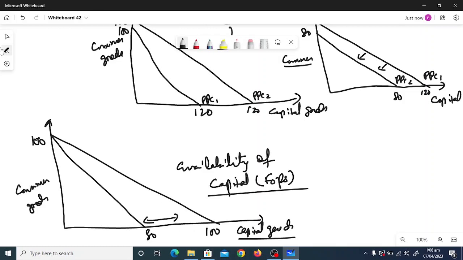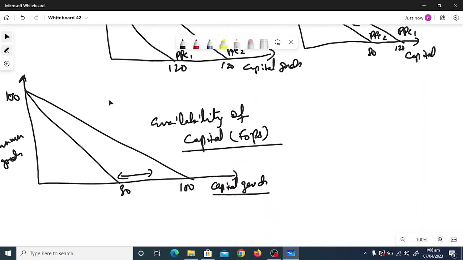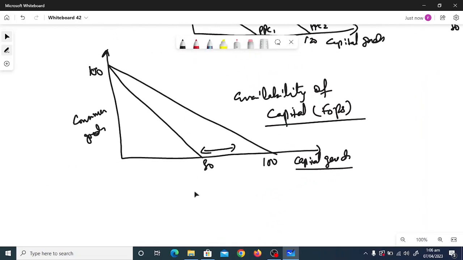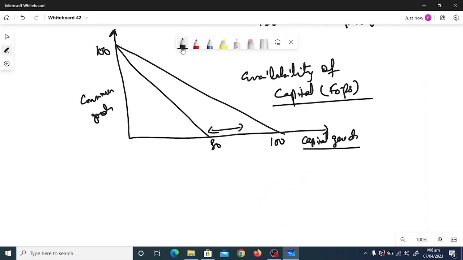Many of the students get this wrong in the examination, and then they face the penalty. They get the MCQ wrong. Sometimes they explain it wrong in the examination, so they need to remember this thing. Next thing is this.